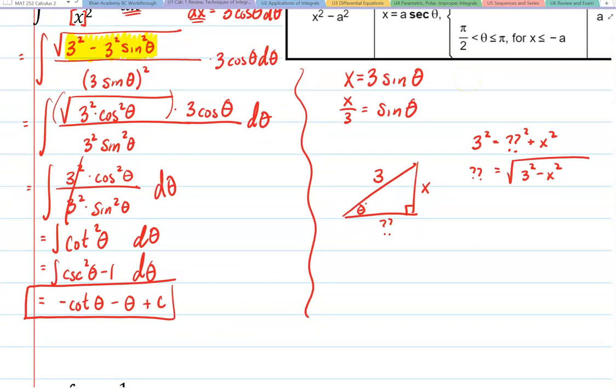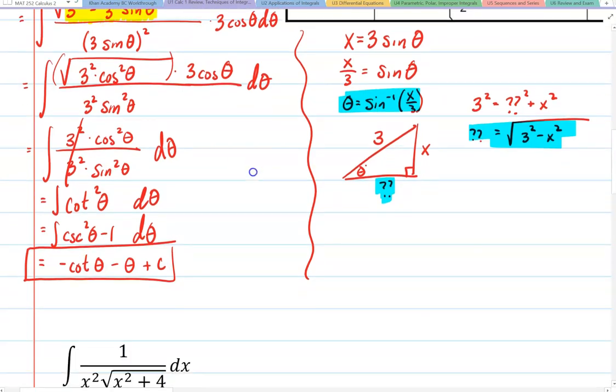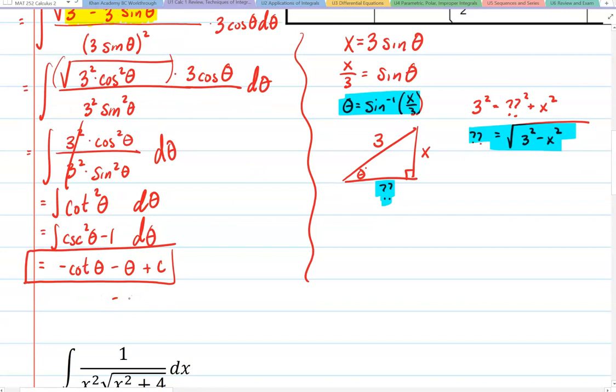Now, while we're here, we can make one last algebraic step on this equation too. If x divided by 3 is equal to sine of theta, then theta by itself would be sine inverse of x divided by 3. And I would argue that knowing this and this, we should be able to rewrite this. Here again, theta is equal to sine inverse of x divided by 3.